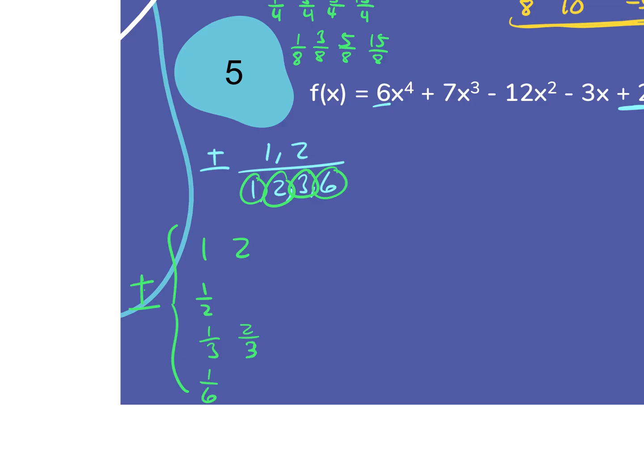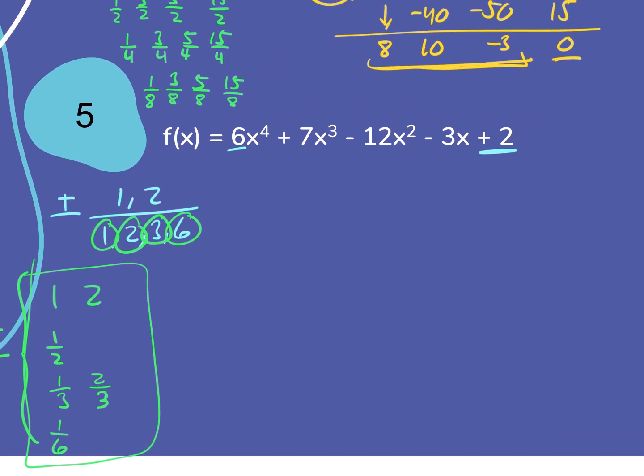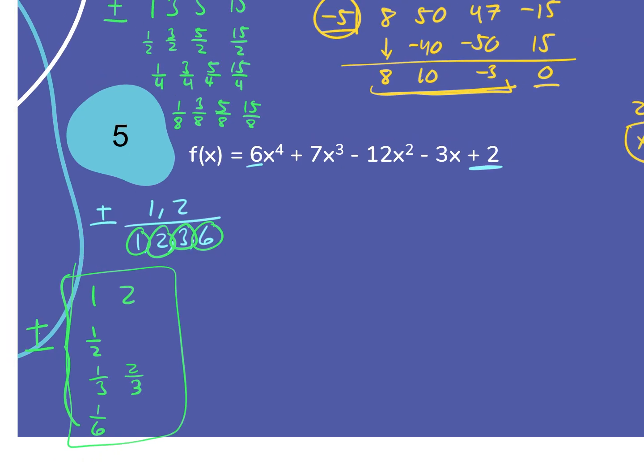Let's actually try testing now, right? So we found our possibles. This is our pool of possibilities that we have to choose from. Now let's actually see which ones work. This is the trial and error part of it. So I'm going to test 1. Test the easy numbers first. Don't try to go head first into fractions and things like that.